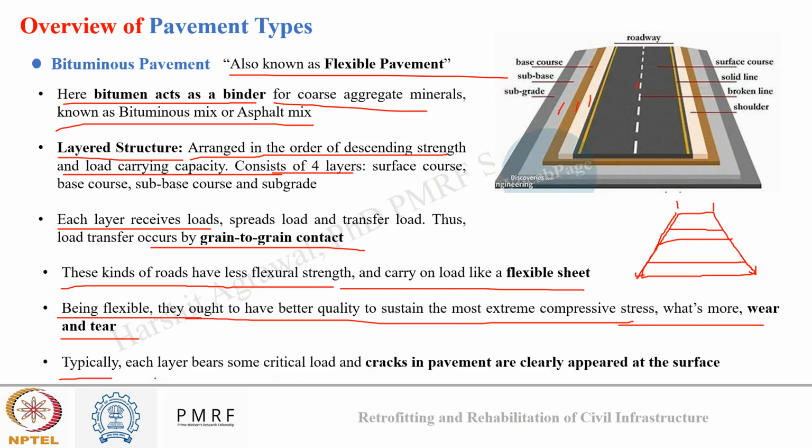Typically each layer bears some critical load, and cracks in pavement clearly appear at the surface. For each layer there is a critical limit up to which it can sustain the load, and when that critical limit is crossed, the layer fails and those cracks generally appear at the surface in the form of reflection cracking.